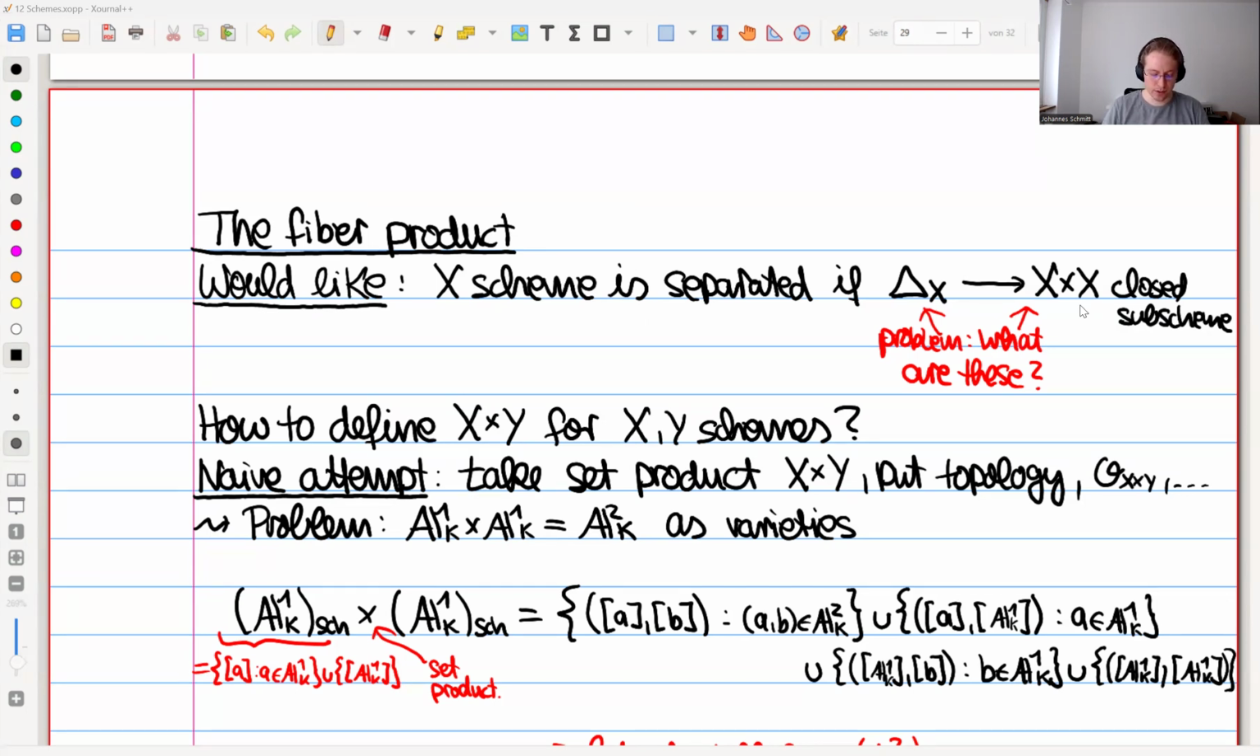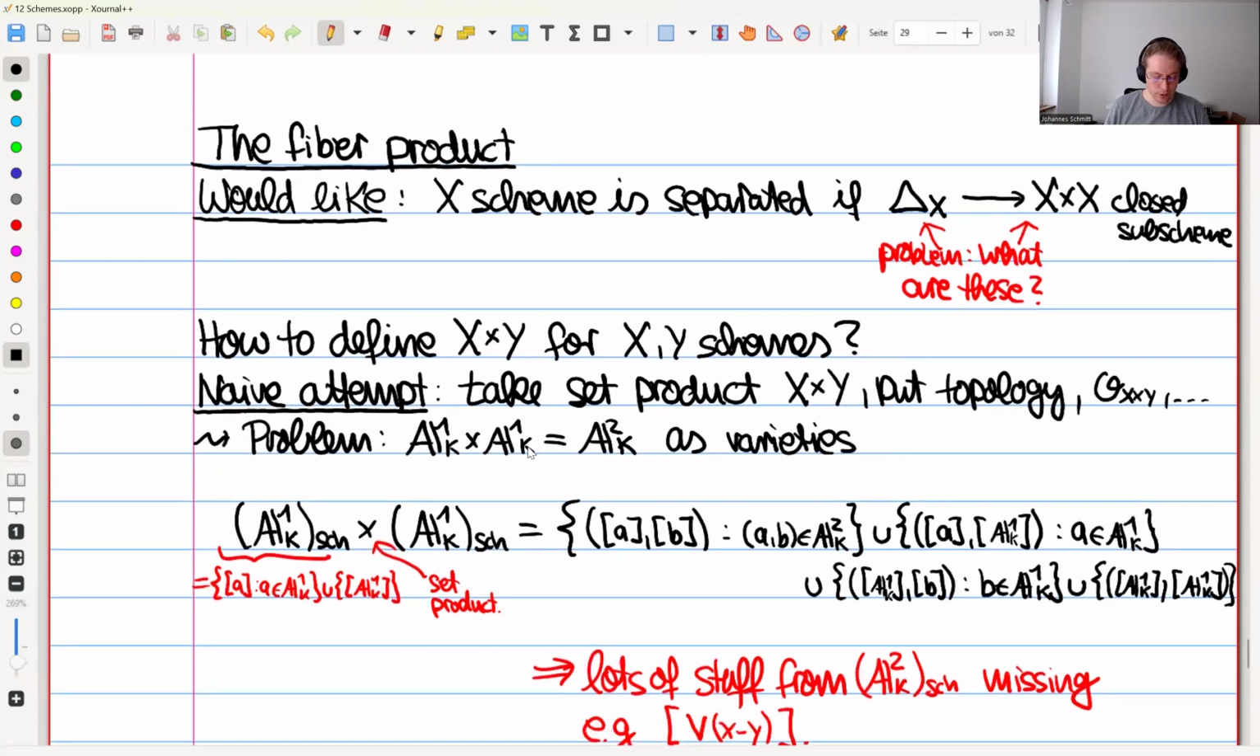And so ideally, we would now say a scheme X is separated if and only if, again, this diagonal inside here is closed. But the problem is then we need to say, what are these spaces? Like, what is X cross X as a scheme? And what is the diagonal inside there? So how do we define these products for X and Y schemes?